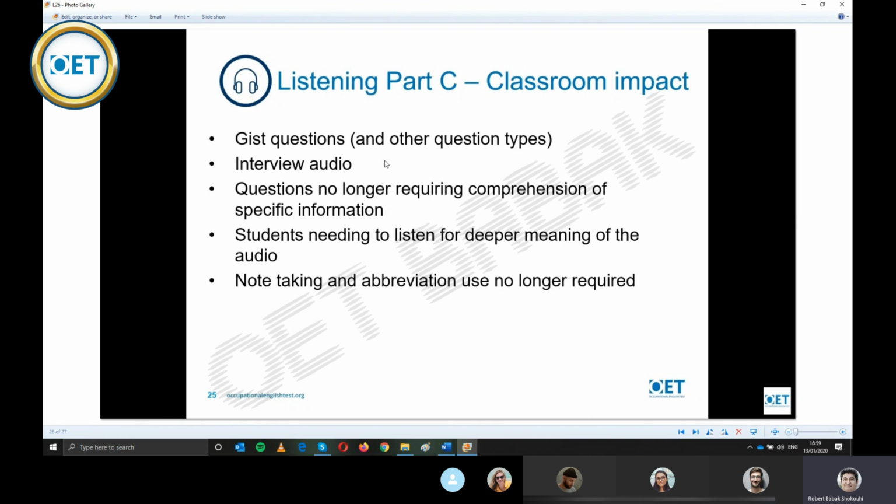these are the changes in the new listening. There are more gist questions, and there are more interviews, and questions no longer requiring comprehension of specific information. So here in part C, you're not supposed to find out any specific information. Students need to listen for the deeper meaning of the audio. So they're looking for deeper meaning. So you need to synthesize. Note taking and abbreviation use are no longer required. It used to be a lot of note taking, not anymore.